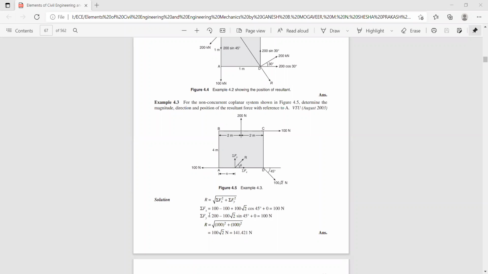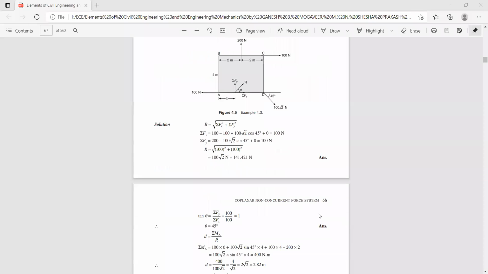Now we have the magnitude of the resultant as 141.421 Newton, and the direction of the resultant is theta equal to tan inverse of sigma Fy by sigma Fx, which works out to 45 degrees. The resultant acts in the first quadrant because both sigma Fx and sigma Fy are positive, and this angle theta is 45 degrees. Now we want the position of the resultant.